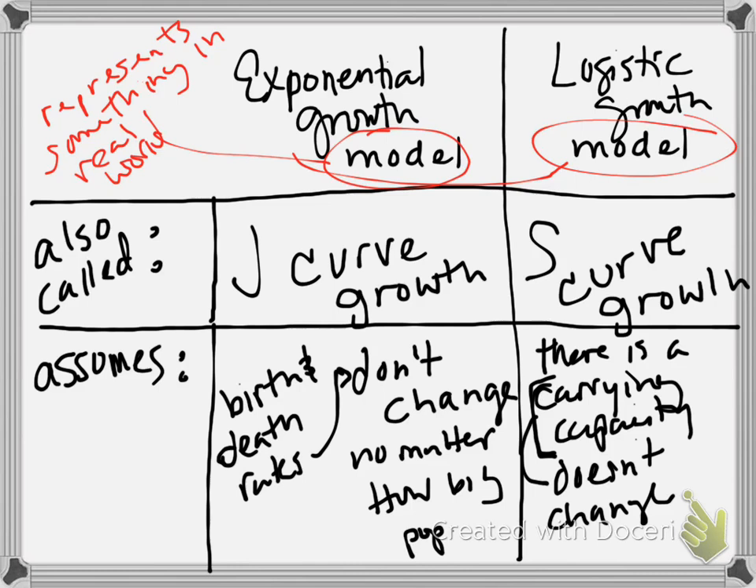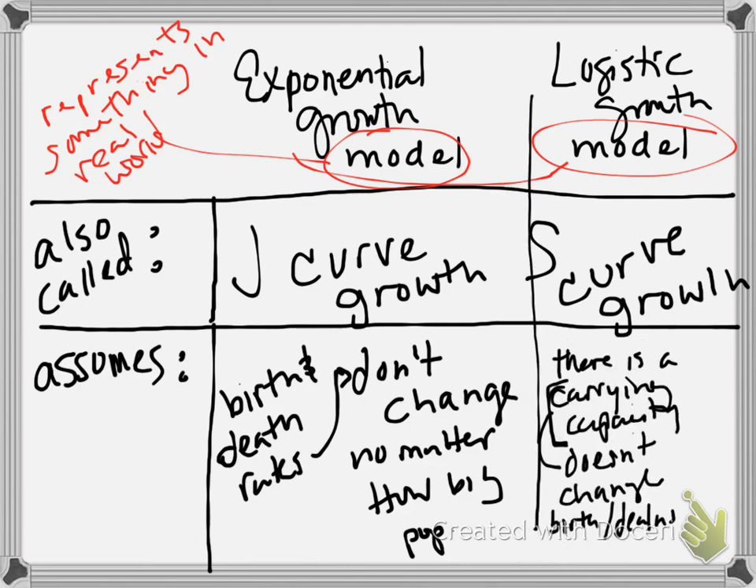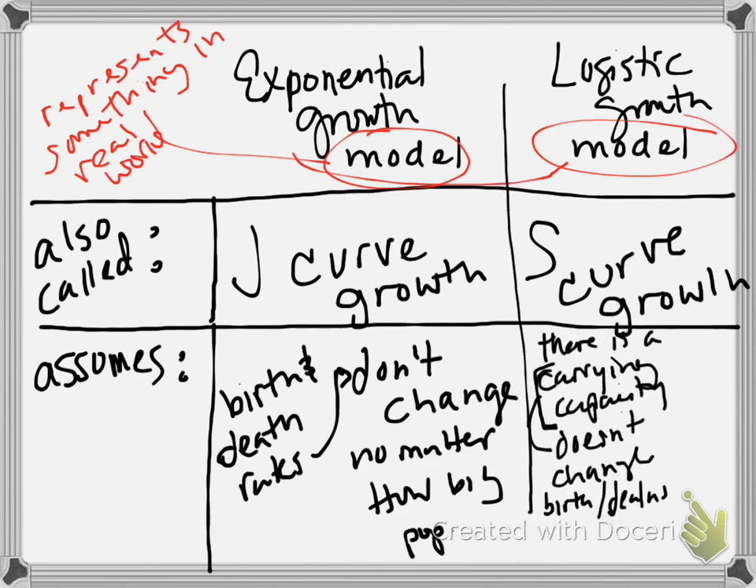But S-curve assumes that birth and death rates do change. I'm going to have to shrink this, I'm afraid. So really, exponential only has that one assumption. No matter how big the population gets, birth and death rate are going to be the same. Logistic assumes that there is some point at which the birth and death rate will change, that there's a carrying capacity, but the carrying capacity doesn't change.